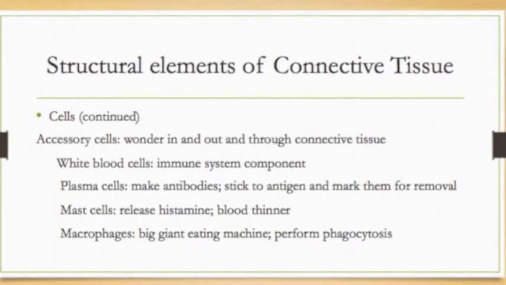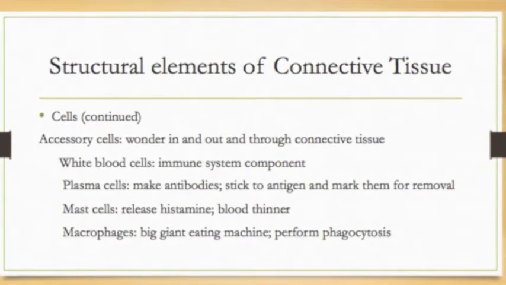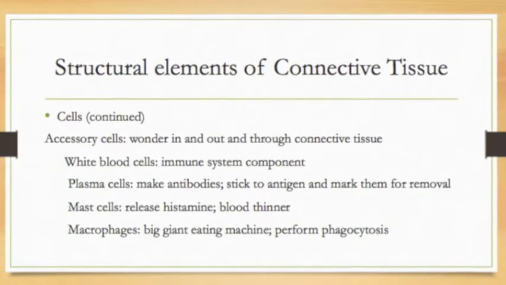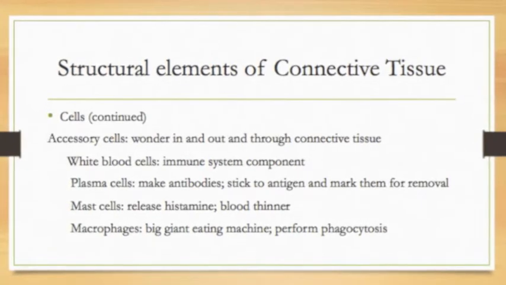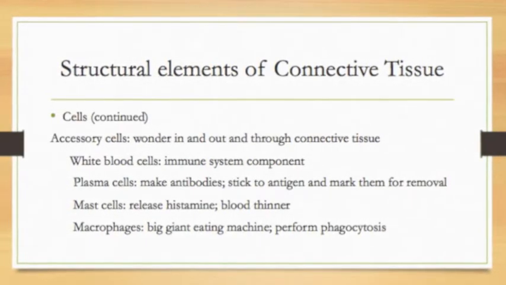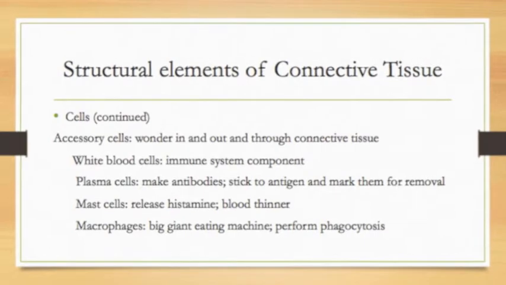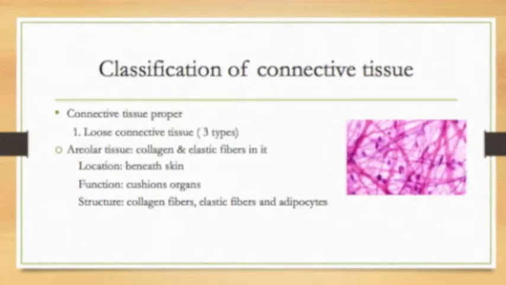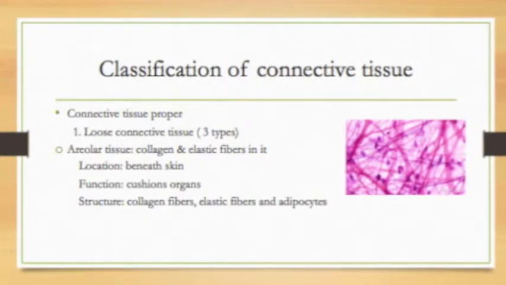Accessory cells wander in and out and through the connective tissue. There are white blood cells, which are immune system components. Plasma cells make antibodies. Mast cells release histamine and blood thinners, and macrophages are the eating machines. They perform phagocytosis.